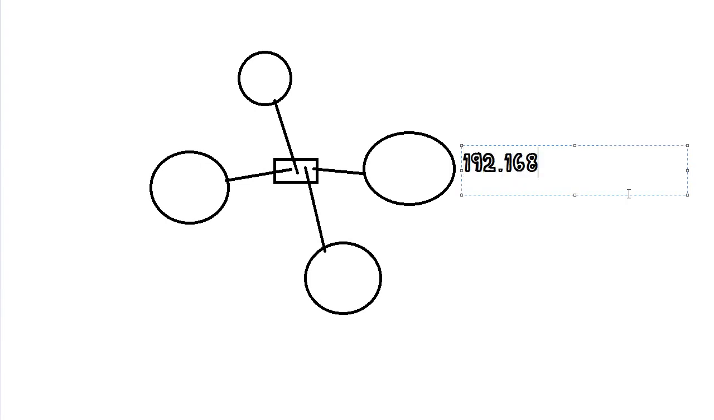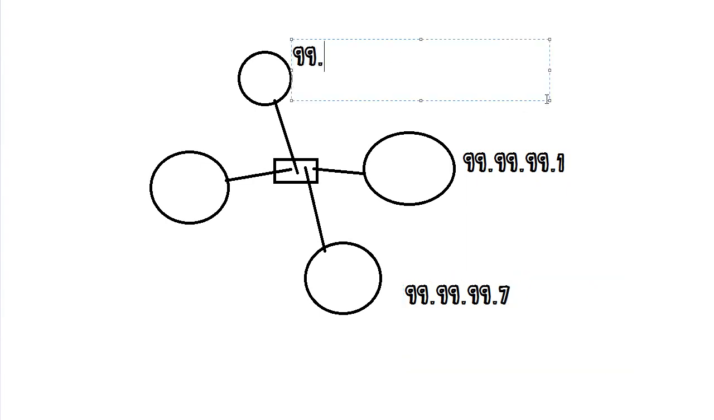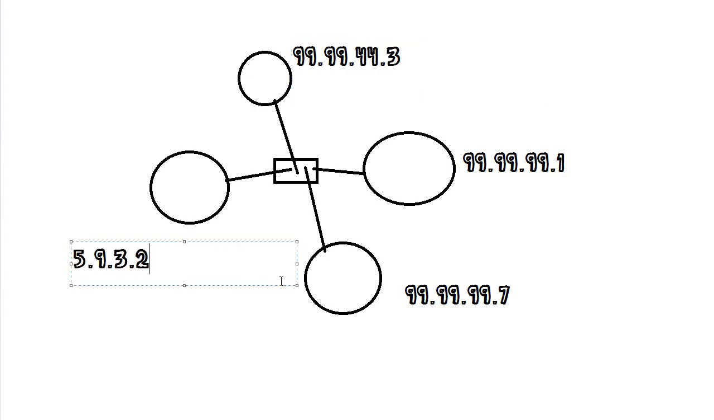Now, you could assign private IP addresses like this, or you can just make up whatever numbers you feel like. Let's just say 99.99.99.1, 99.99.99.7, 99.99.44.3, and so on, and this will work. I just made up completely random numbers, and nonetheless, on this computer, if I want to ping 99.99.44.3, I will be able to ping it without a subnet mask, without a default gateway, with completely made up numbers that aren't even the same, any of it.